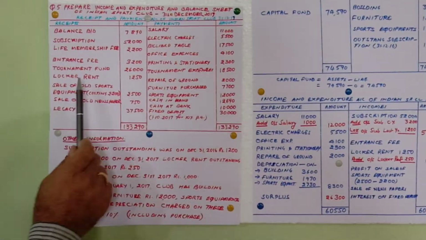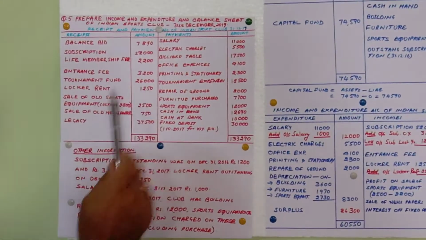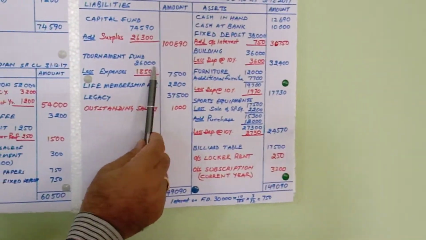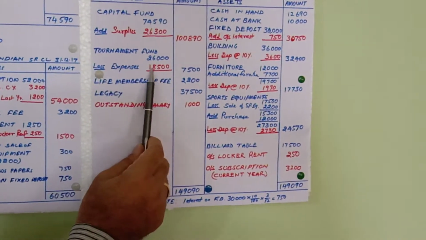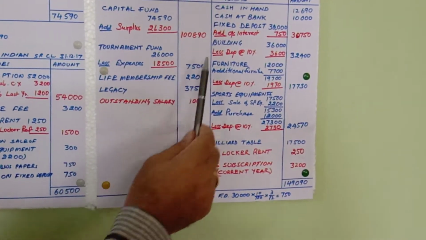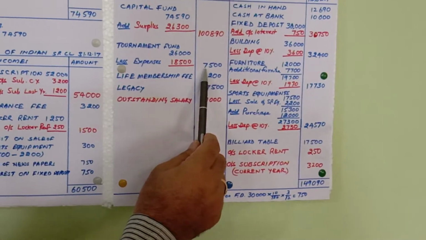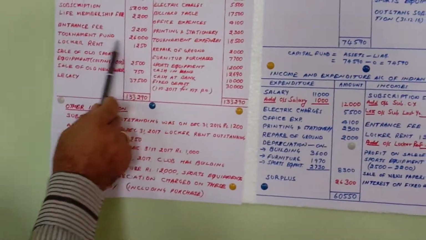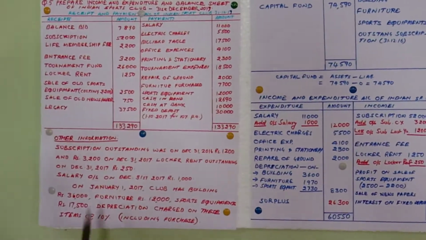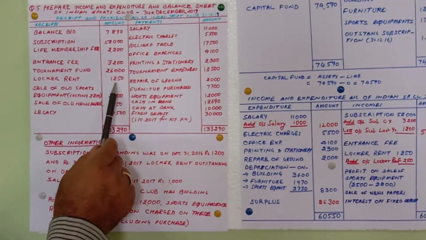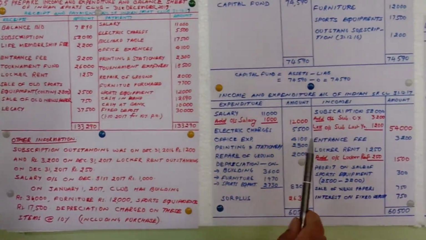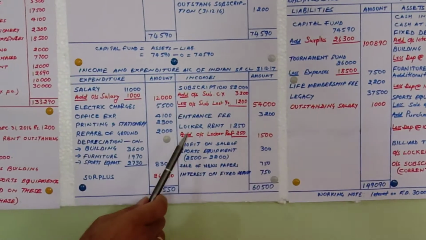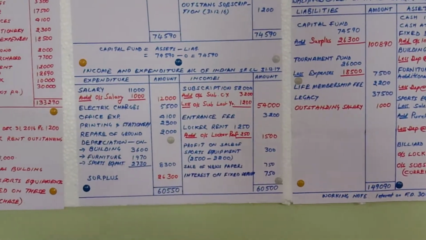Instead, what I did is take the tournament fund in the current balance sheet here, tournament fund 26,000, and minus expenses 18,500. So the outer column will show 7,500. Then coming to locker rent. Locker rent is income, it is a revenue income. So I have taken here locker rent 1,250, but there is an adjustment, so I leave one space for this.